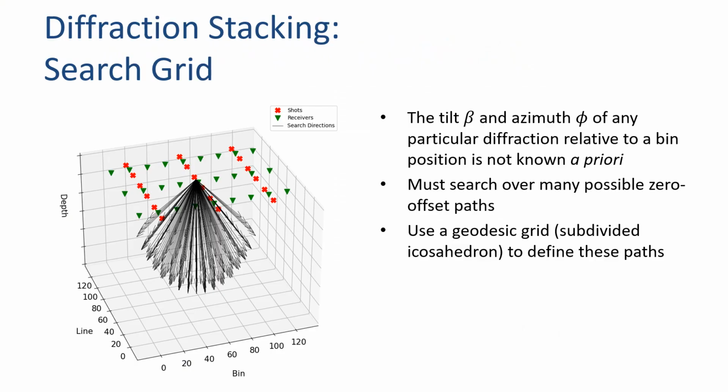Now some of you are probably already thinking, well, wait a minute, how do we know those tilt and azimuth angles? Well, we don't. So to spot the diffractors, we're going to need to run this move-out correction for many zero offset paths at each bin. This is a depiction of what those paths look like. They form a geodesic grid in tilt-azimuth space. If a zero offset path happens to pass through a diffractor, then its signature ought to show up nicely on the corresponding stack trace. That's why I got to calling these things search paths.